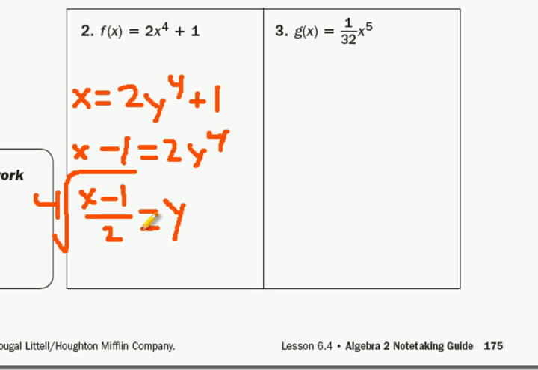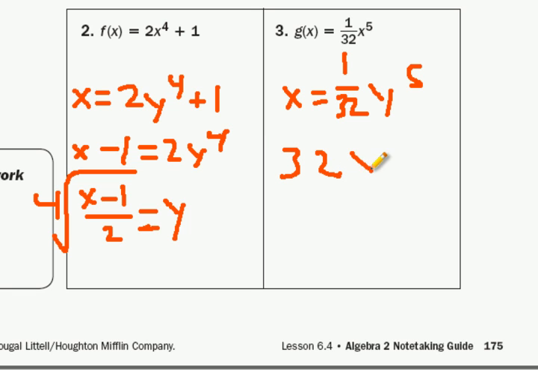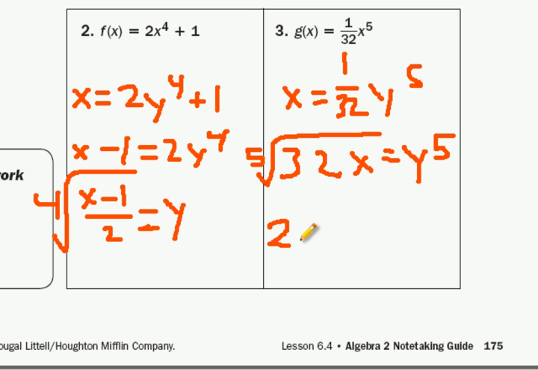You don't really need to simplify much past that. I know some of you are saying, oh, but Mr. Emeott, you got a fourth root on the bottom of a fraction. I get all that. Just leave it right here, that's fine. On this one, again, we go x equals 1/32 y to the fifth, multiply by 32, 32x equals y to the fifth. But on this one, when I take the fifth root of both sides, the fifth root of 32 happens to be 2. So it's 2 times the fifth root of x equals y. And it's as simple as that.